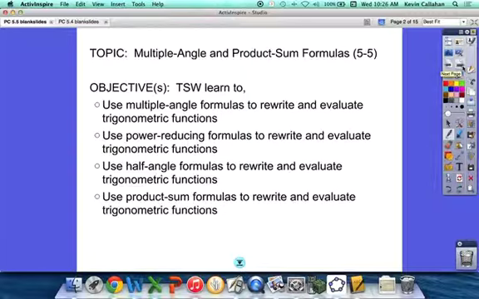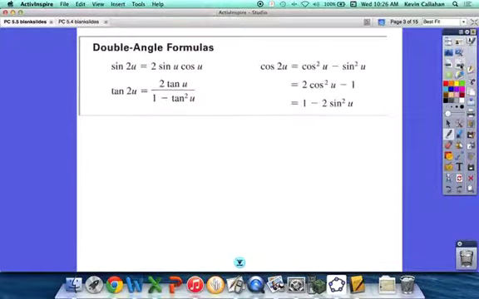So we get a bunch more formulas now. Okay, multiple angle and product sum. You know, by far the one that we do the most out of this section is double angles. These are the double angle formulas. And the thing is that you can derive these formulas by using the sum and difference, or the sum formulas.